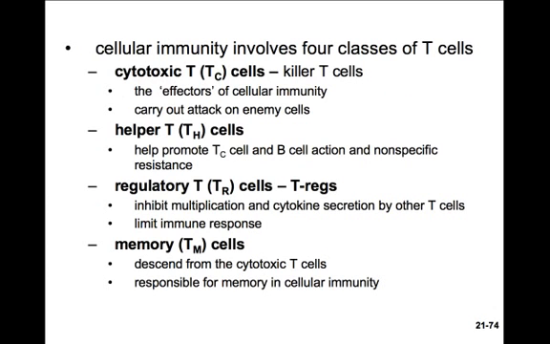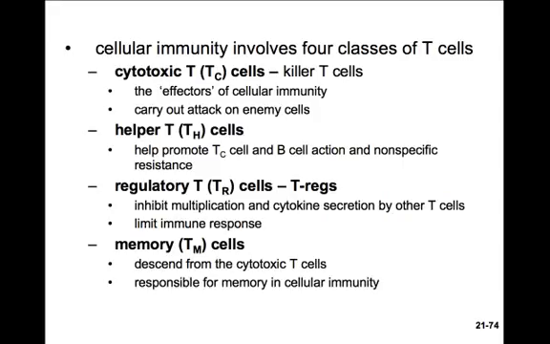Cellular immunity employs four classes of T cells. There are cytotoxic T cells, or T sub C, which we can also call killer T cells, not the same as natural killer cells. These are a separate type of cell because they're T cells. They are the effectors of cellular immunity, and they carry out the actual attack on the enemy cells.